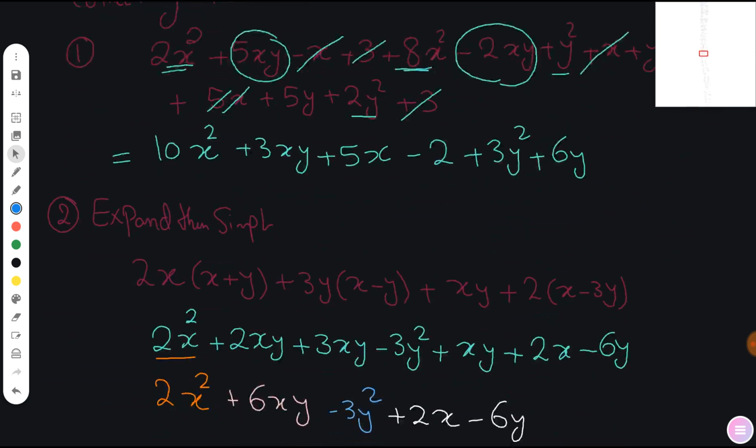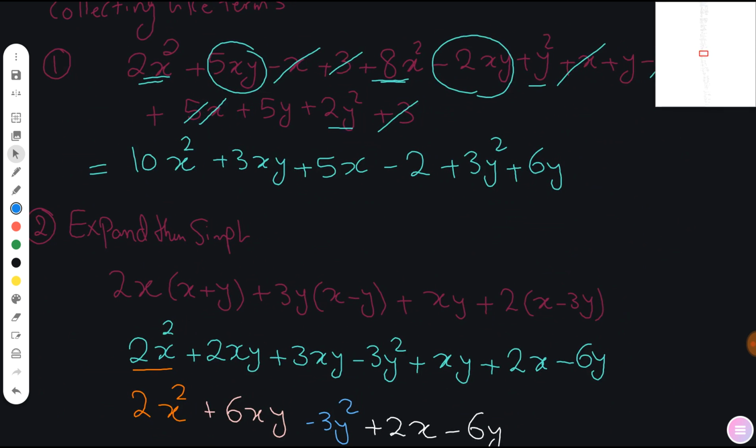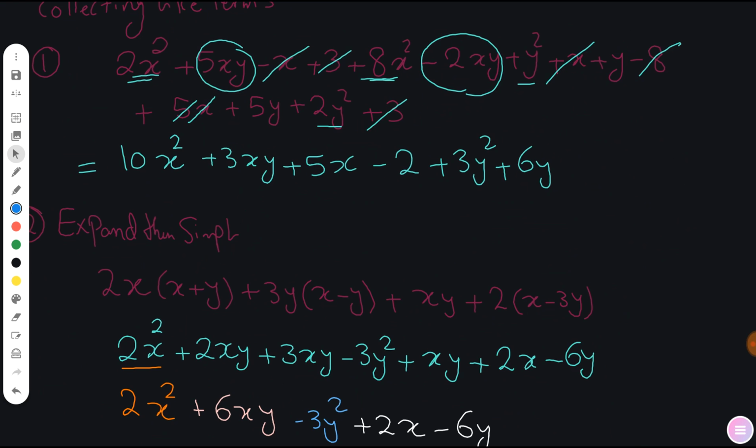In the first example we studied in the class, this was the first one: 2x squared plus 5xy minus x plus 3 plus 8x squared minus 2xy plus y squared plus x plus y minus 8 plus 5x plus 5y plus 2y squared plus 3.